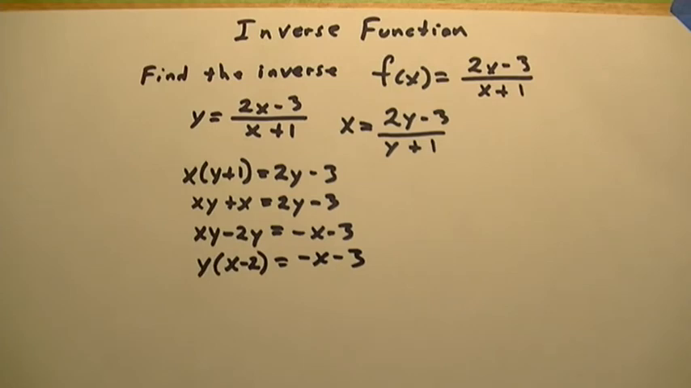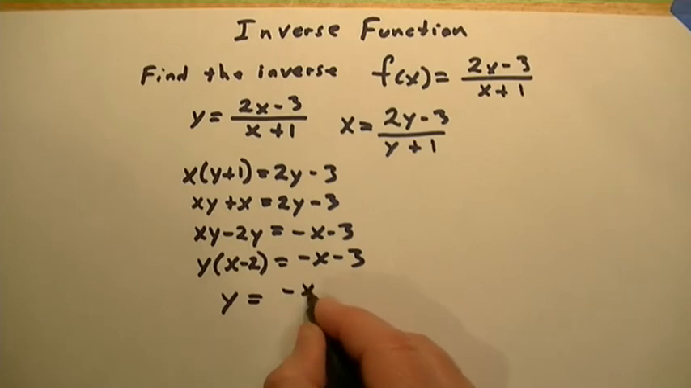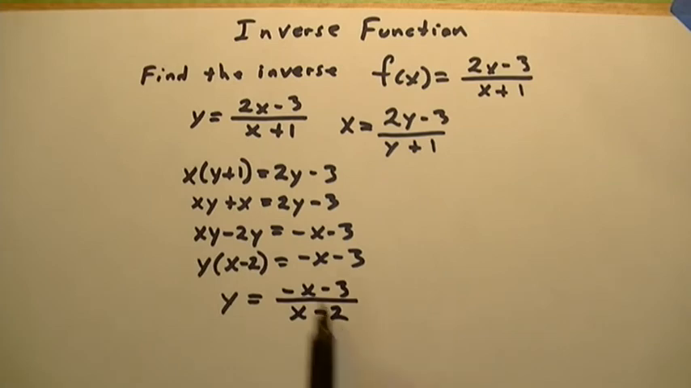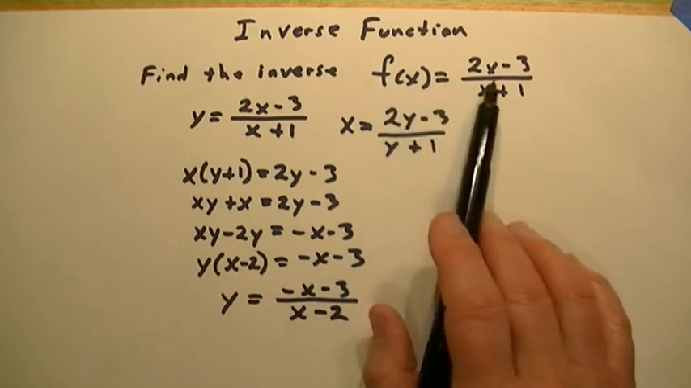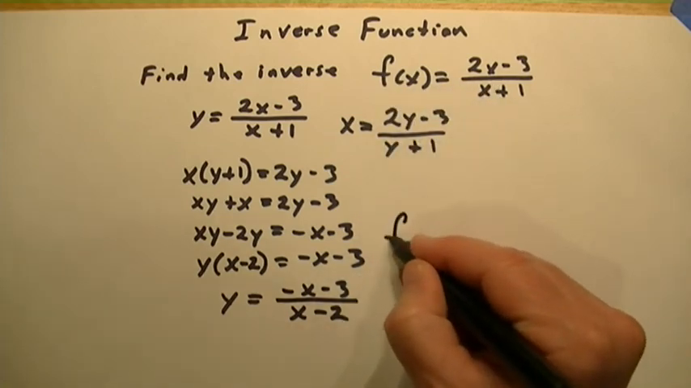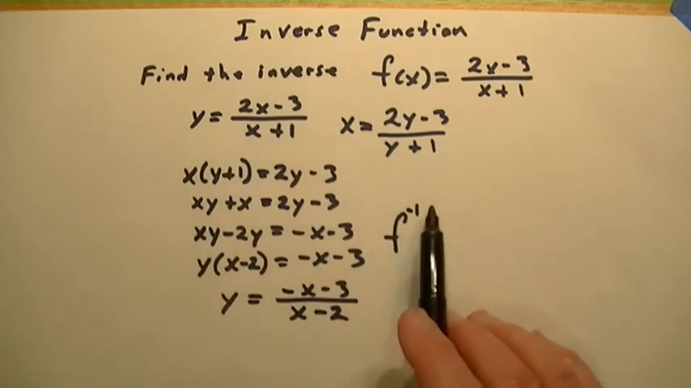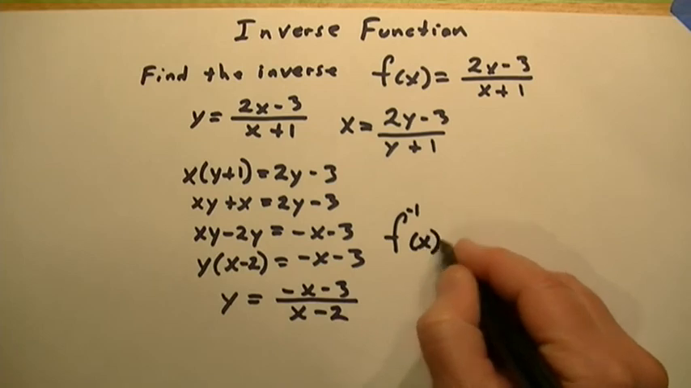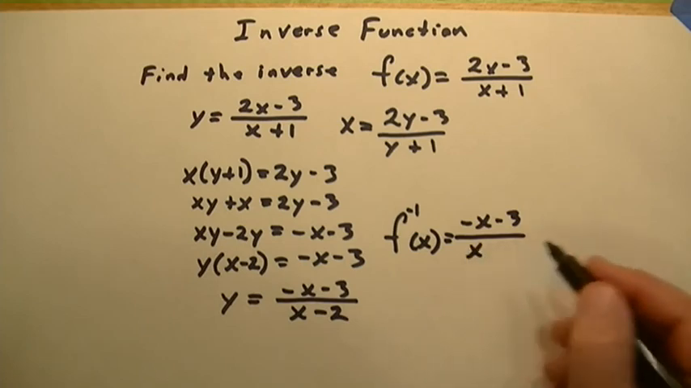And at this point we're pretty much ready to take it home. We can basically divide both sides by x minus 2, isolating the y: y equals (negative x minus 3)/(x minus 2). Finally, we want to put this back into the original f of x notation, but we don't want to call it f of x. We already have an f of x. We want an f negative 1, because remember, when we raise something to the negative 1 power, we get the inverse, right? And we are trying to find the inverse function. So the inverse of f of x is equal to (negative x minus 3) divided by (x minus 2).